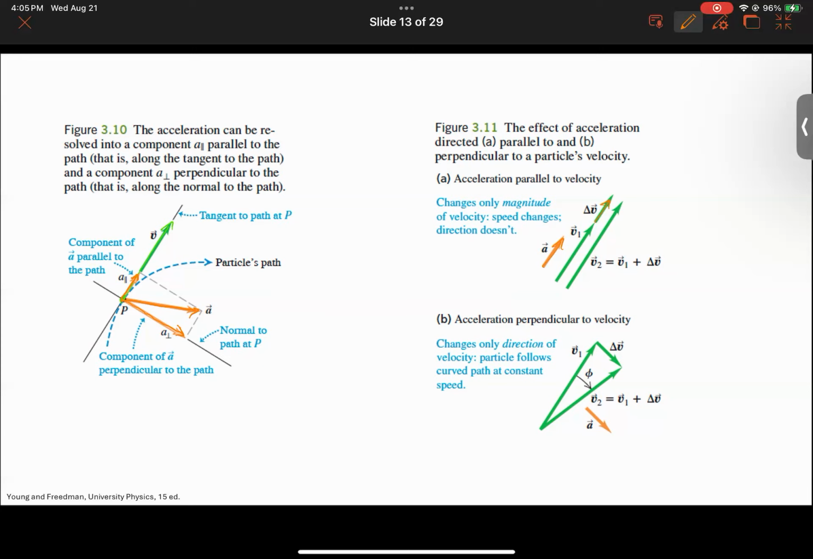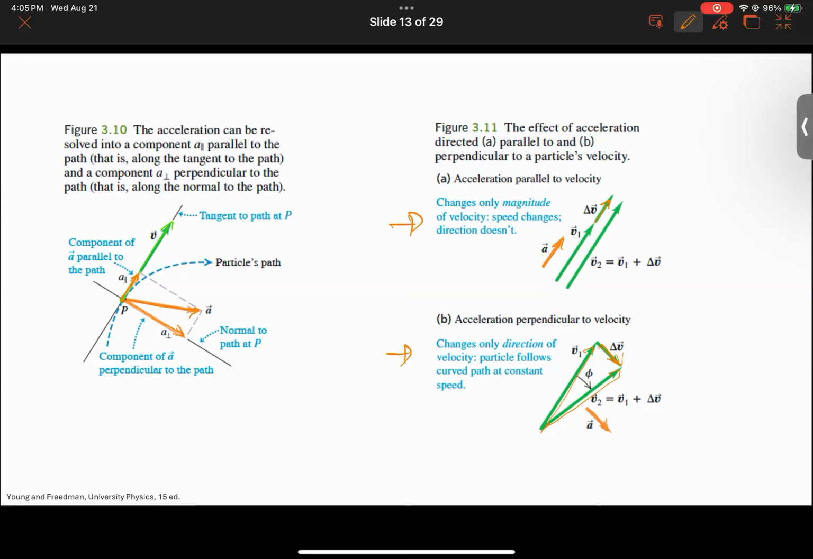Pero pag nagbago siya ng direction, tulad dito, nagbago yung direction from V1 to V2, ito ngayon yung delta V, the acceleration vector is also in the same direction as the change in velocity. Okay? So this exhibits yung change in direction, this exhibits yung change in the velocity. Okay.